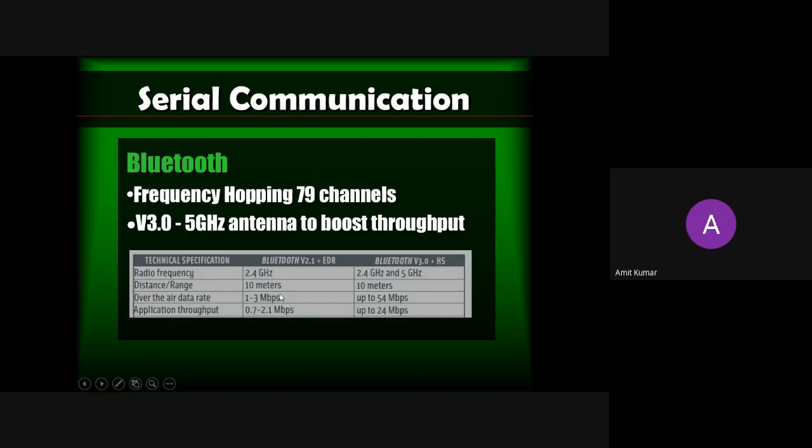You can see here the data rate is 1 to 3 Mbps, and here the data rate is 54 Mbps. The application throughput, whatever application you are using to send the data, will be 0.7 to 2.1 Mbps, and here you are having up to 24 Mbps. So this is the maximum data rate you can achieve, and this is the throughput you are getting. The maximum speed you will get through these devices will be this much only. So 24 Mbps will be the maximum speed you can get using Bluetooth 3.0.